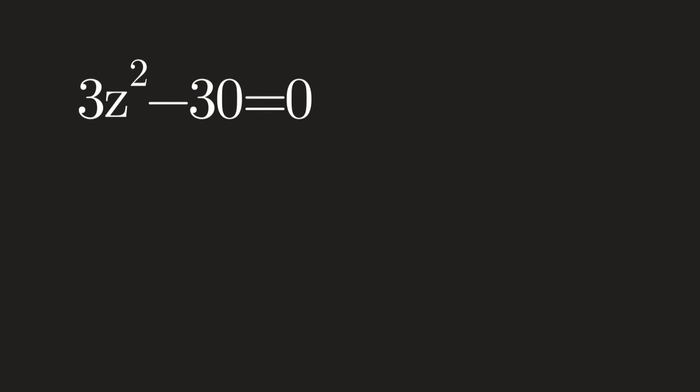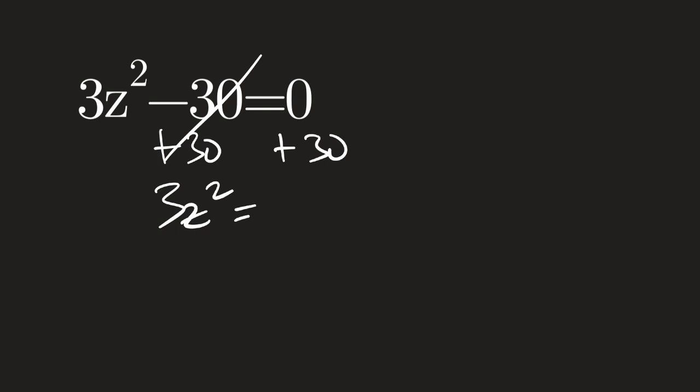So in this problem here, we're going to have to get the z squared by itself, which means the 30's got to go away and the 3's got to go away. Okay? How would we get rid of the 30? Add 30. I agree. Add 30 to both sides. So it's a lot like equation solving. Typically, we're going to probably add or subtract something first. Okay? 0 plus 30 is 30.